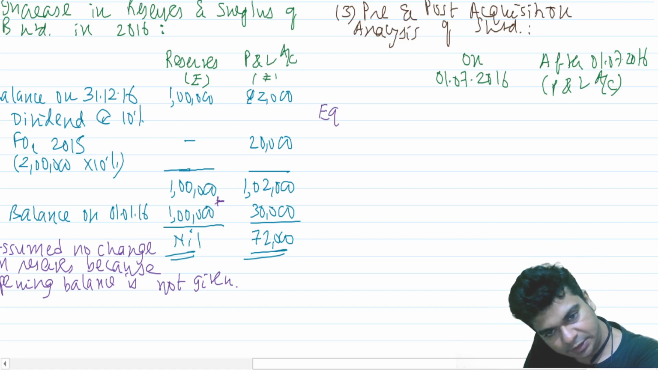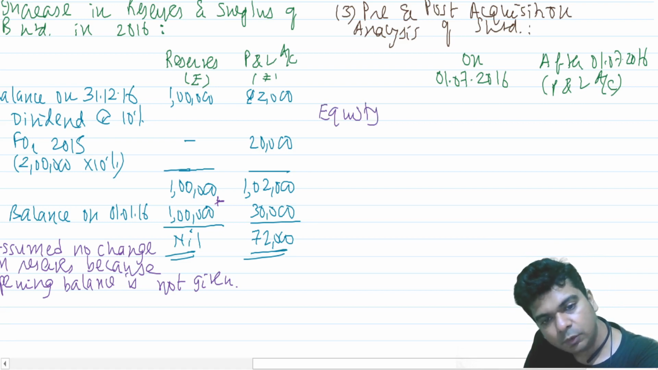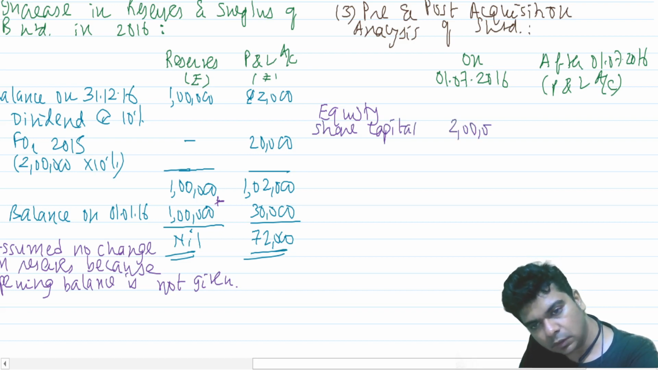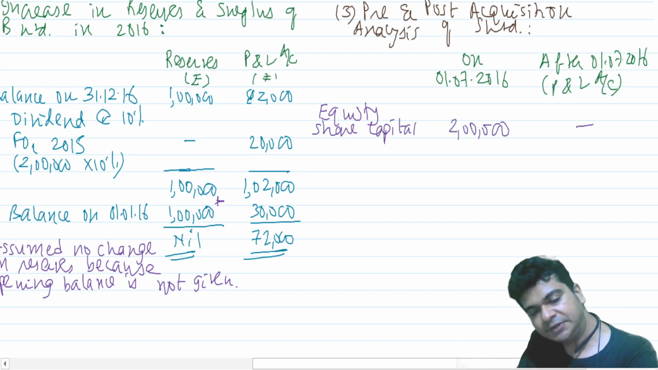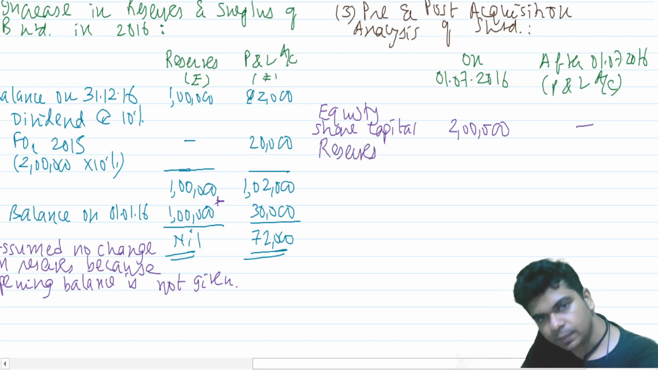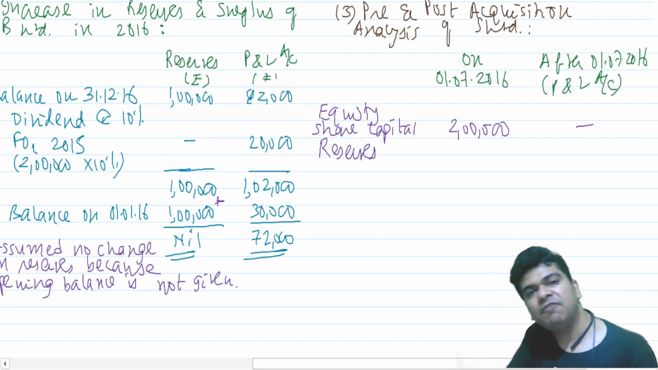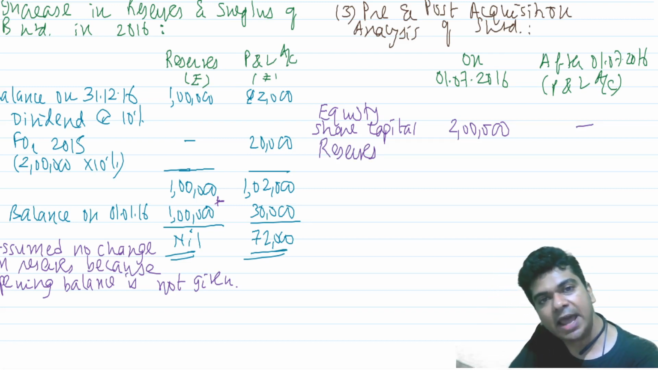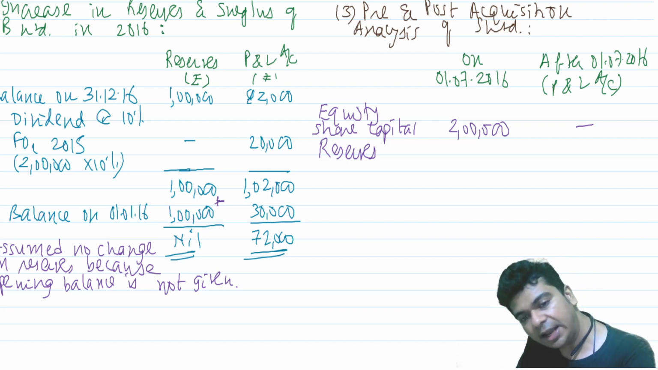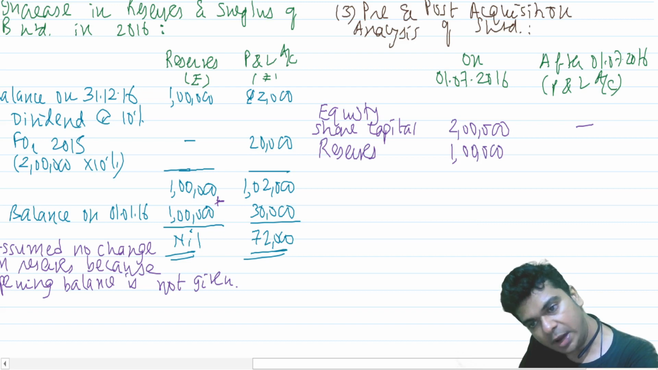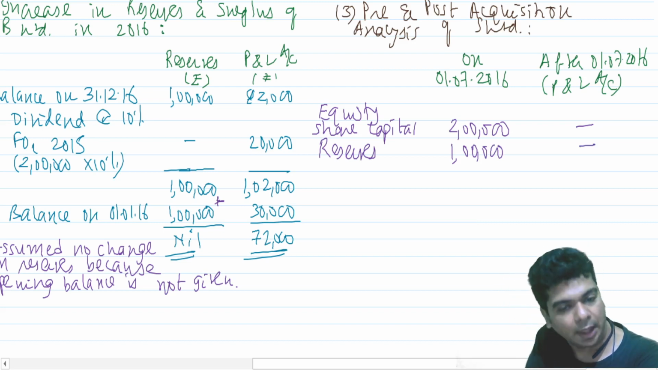Yes, we start with equity share capital. It is 2 lakhs. Then I say reserves. Reserves on 1st January 2016 is 1 lakh, 1st July also 1 lakh, and 31st December also 1 lakh, right? There is no change in the reserves. So I put it directly 1 lakh.